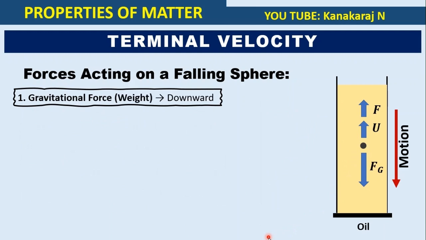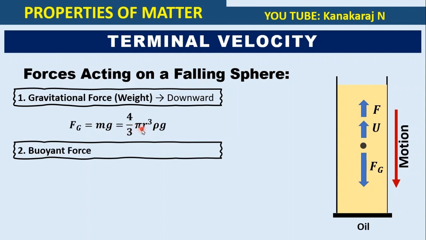The three forces acting on the falling sphere. The first, gravitational force responsible for weight, acts in the downward direction. The formula for it: Fg equals mg equals 4 upon 3 pi r cube rho g. The mass is replaced by volume multiplied by density. The volume of the sphere is 4 upon 3 pi r cube. R is the radius of the sphere, rho is the density of the metal ball, and g is the acceleration due to gravity.